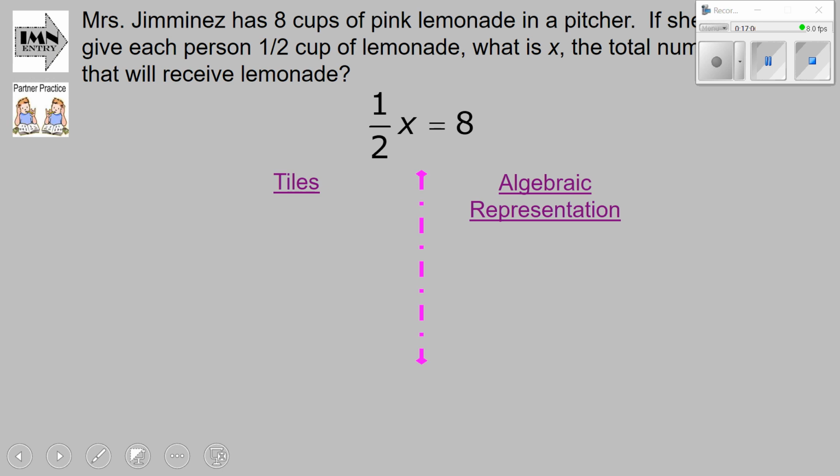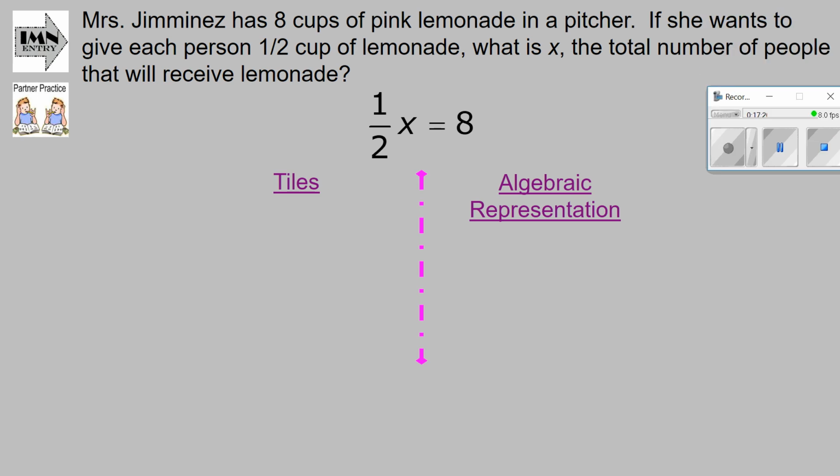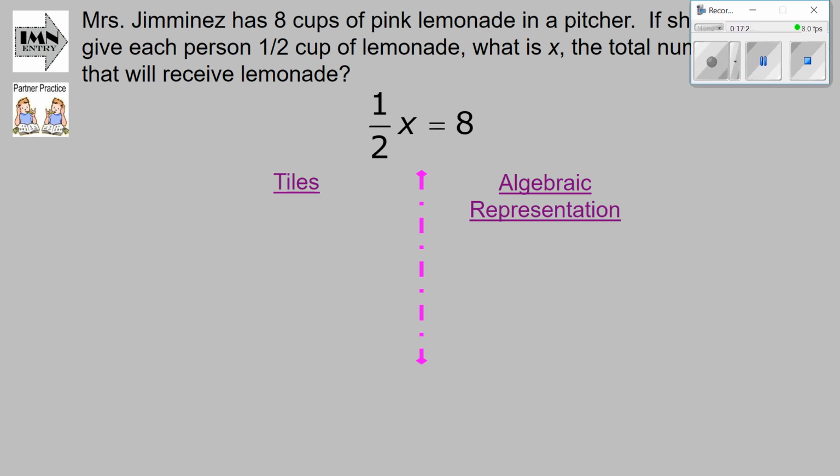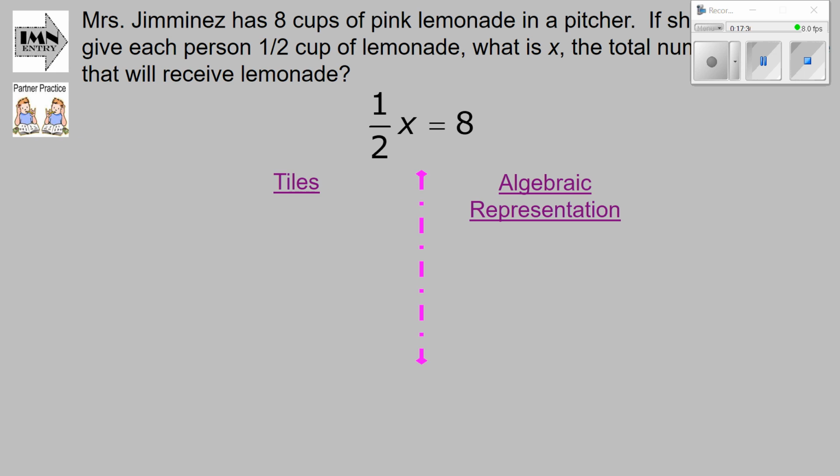1/2 of x equals 8. Okay. So Mrs. Jimenez has 8 cups of pink lemonade in a pitcher. If she wants to give each person a 1/2 cup of lemonade, what is x, the total number of people that will receive lemonade? Okay, so think about that. Total number, we know our answer is going to be bigger than 8, right? Because we're taking half of it to get 8.